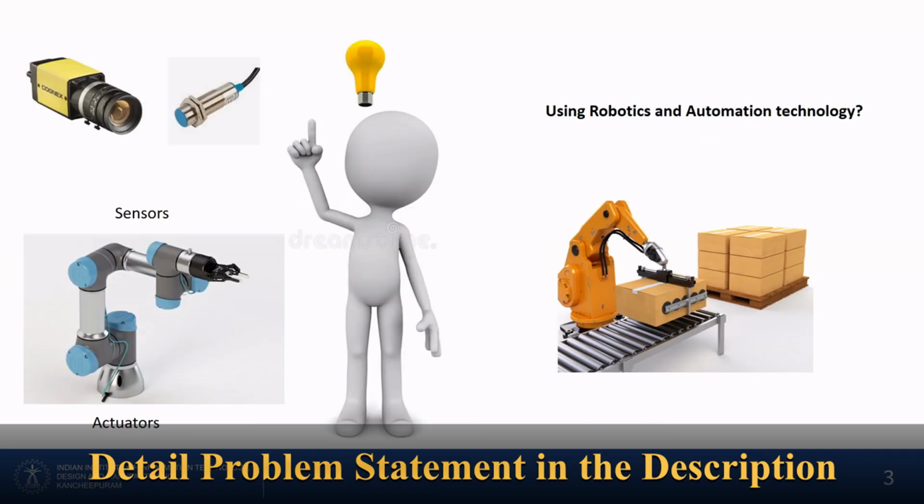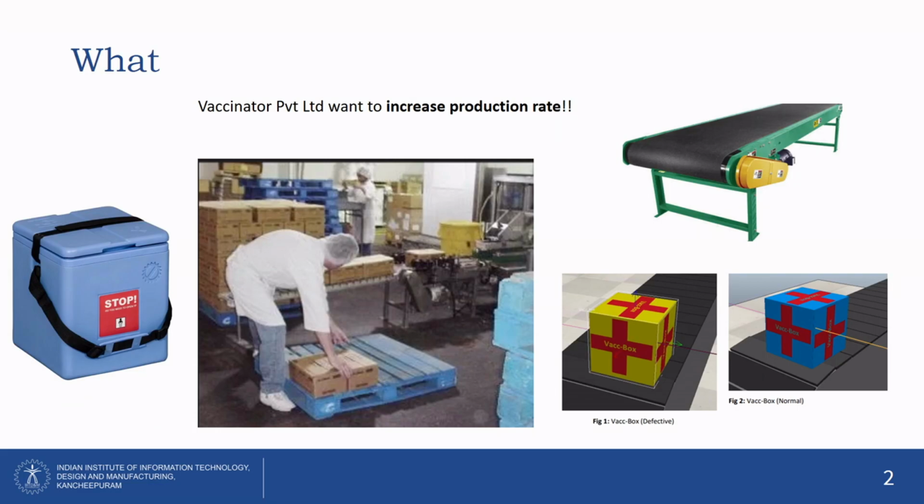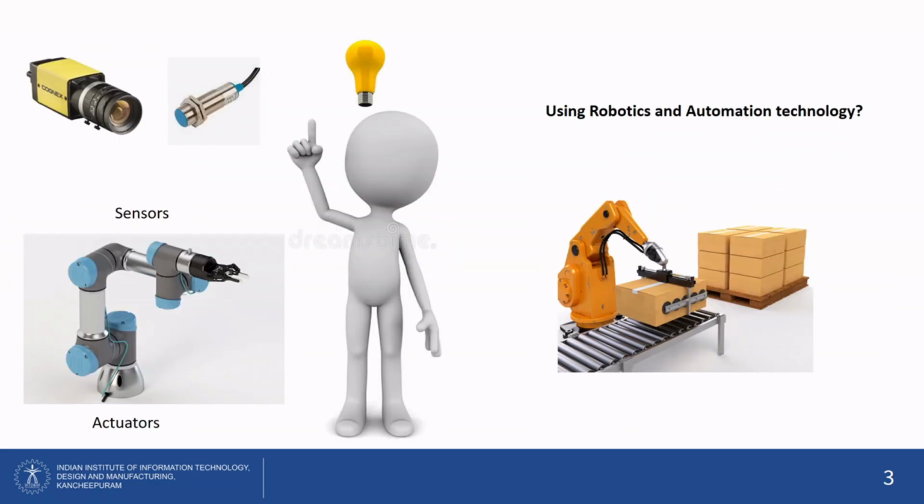Okay, so now next is to address this problem. Let's say the vaccinator contacts Rahul, and Rahul says, okay, I have an idea. I'll use robotics and automation technology to solve this. I'll have sensors and actuators attached in a way which will automatically pick these boxes and palletize them. The vaccinator is very happy with the proposal, and they ask, okay, Rahul, how much will it cost me to make this system?